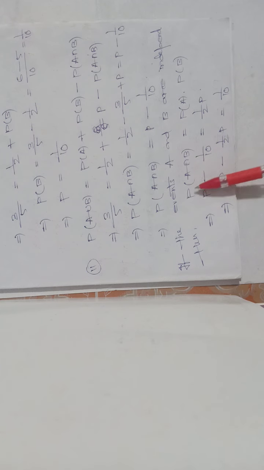So the value of this, we have got (P − 1)/10 = 1/(2P). So P − 1/(2P) = 1/10. Now after calculation, the value of P is 1/5. So the answer is 1/5 for independent events.